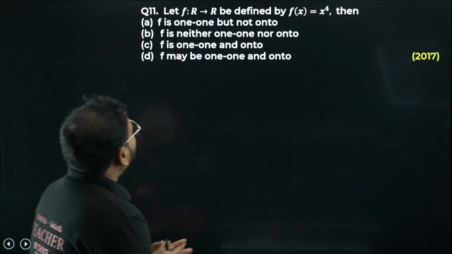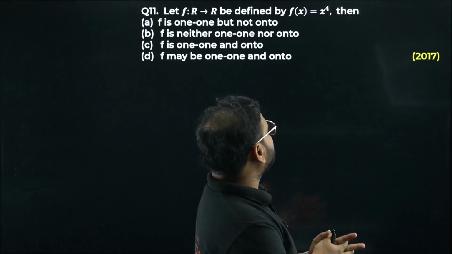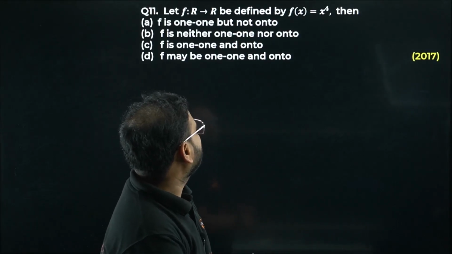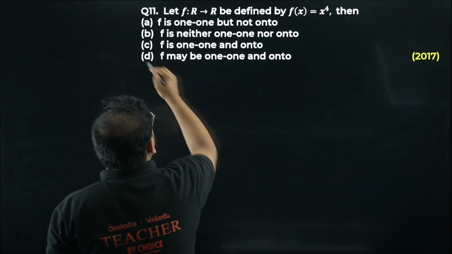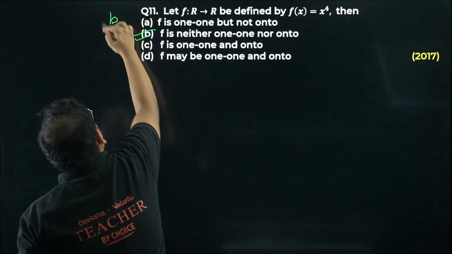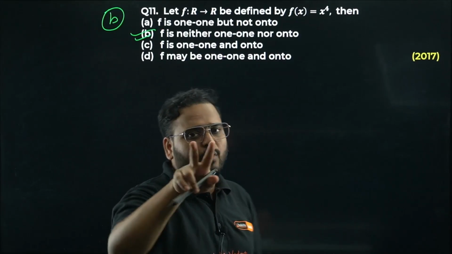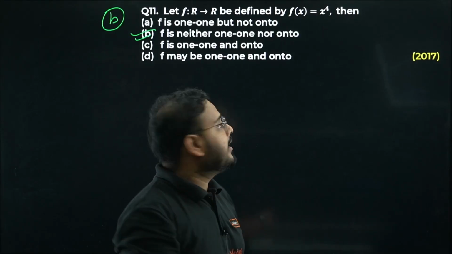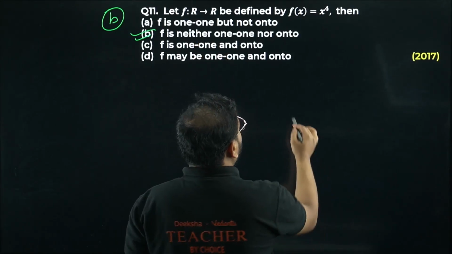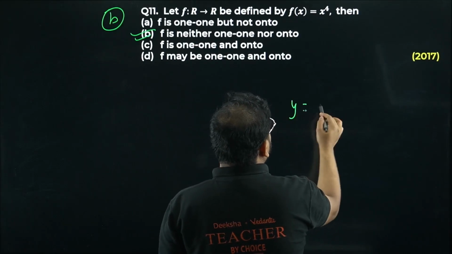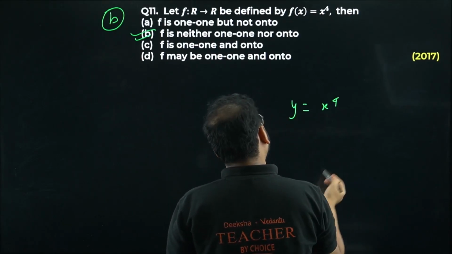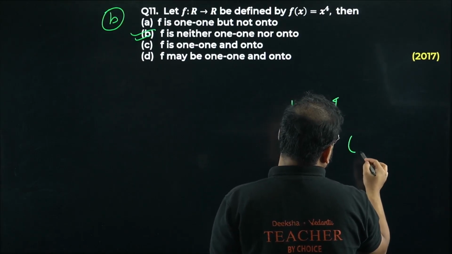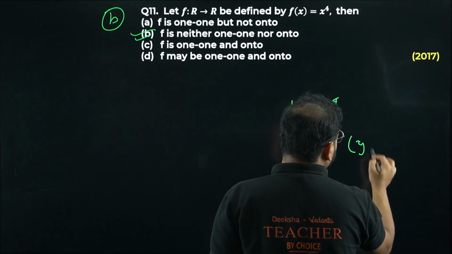11 now. Let f: R to R be defined by f(x) equals x power 4, for all real numbers. So the straightforward answer is B, right? Please check, because power 4 means if you take root, you'll have both values, plus minus x1, x2, right? Similar to the x square. And since it's defined on real numbers, if you take y equals x power 4, you'll end up with x equals fourth root, so y power 1 by 4.